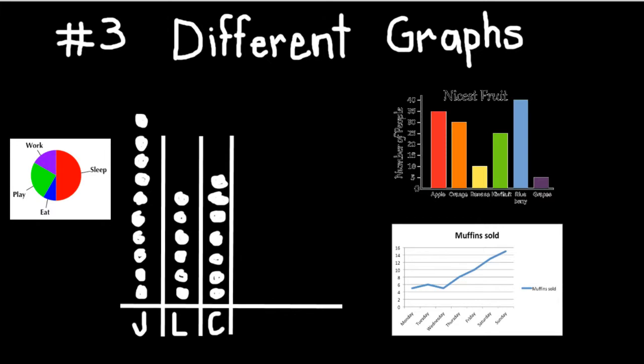So this is the third video that I've made for you all, and this one is on different kinds of graphs. I put up a selection of different graphs here, and you can see the first one that I created for you in video number 1. That was the marshmallow collection. I collected 10, Lillian collected 6, and Cooper collected 7. So Ms. J got the most marshmallows in that one. But that's a great example of a pictograph.